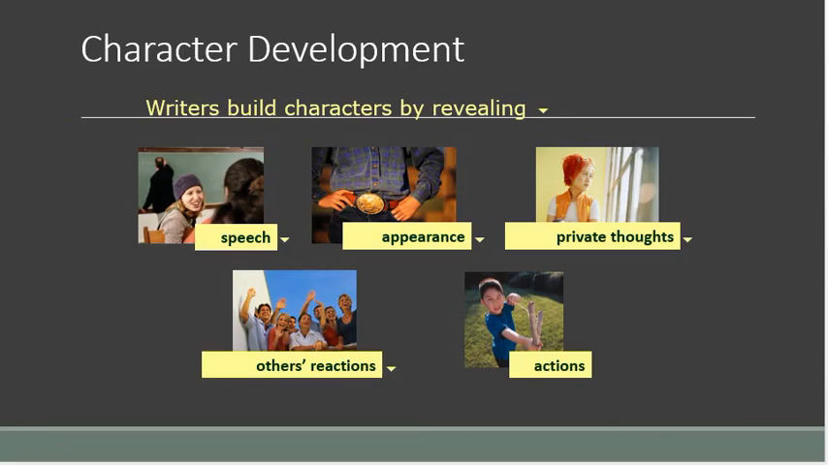So think back. Is there speech? Is there character appearance? Are there private thoughts? Are there others' reactions or actions of that character?